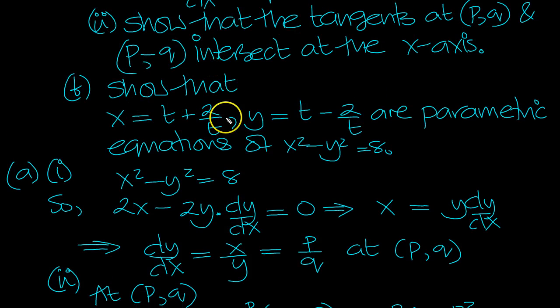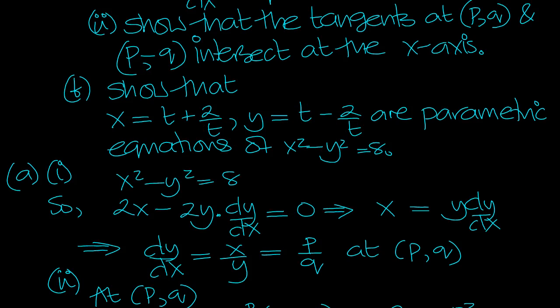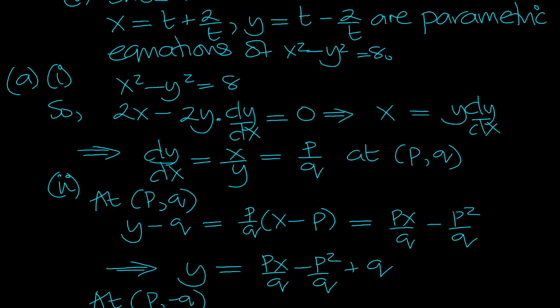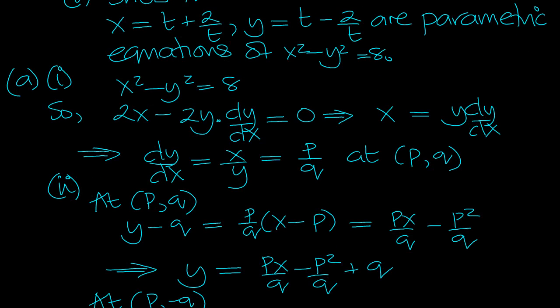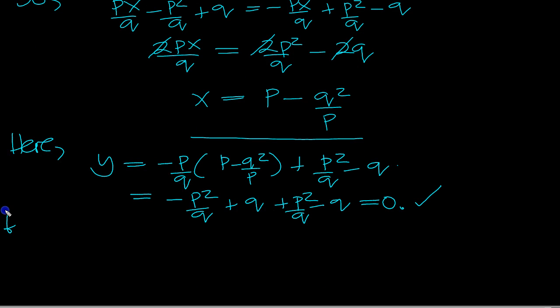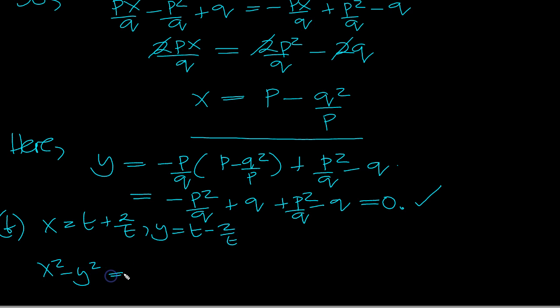A2. Show that these two equations, t plus 2 over t and t minus 2 over t, are parametric equations of this x squared minus y squared. So x squared minus y squared then is equal to this squared minus this squared, which is the difference between two squares.